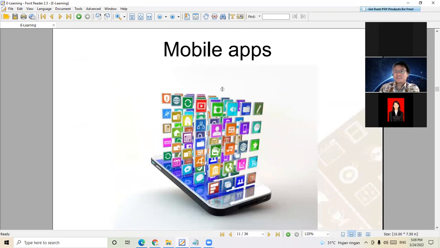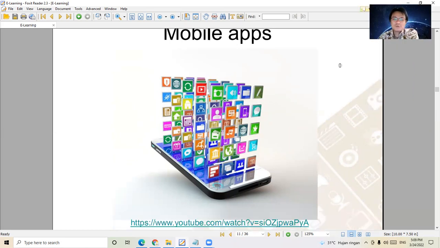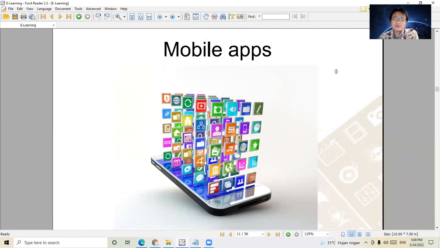One technology that is popularly used by digital marketers as well as companies is mobile apps. Yeah, we use mobile apps a lot to order food, right? We use Gojek or GrabFood. To book hotels or flights, we use Traveloka or Tiket.com. Yes, that is mobile apps.